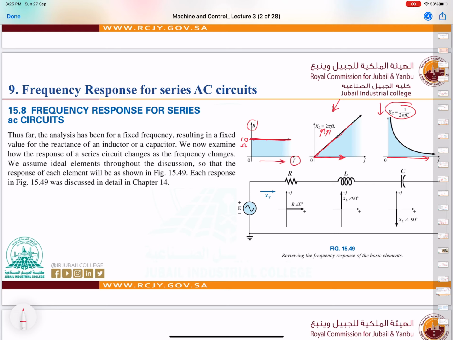To conclude: in case of a resistor, more frequency, it is the same value. In case of an inductor, more frequency, more XL. In case of a capacitor, more frequency, less XC. And we know that the angle is 0 for the resistor, plus 90 for the XL, and minus 90 for the XC.